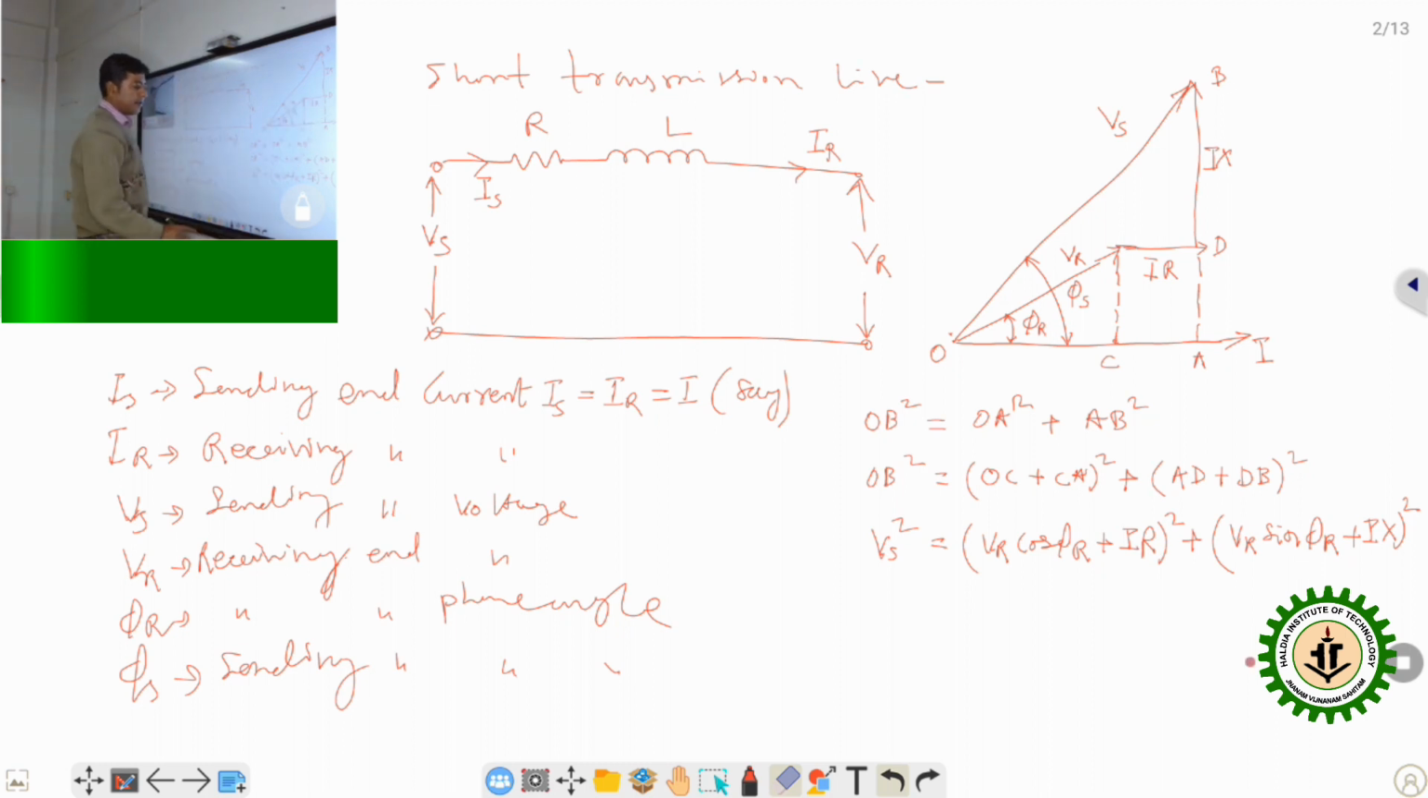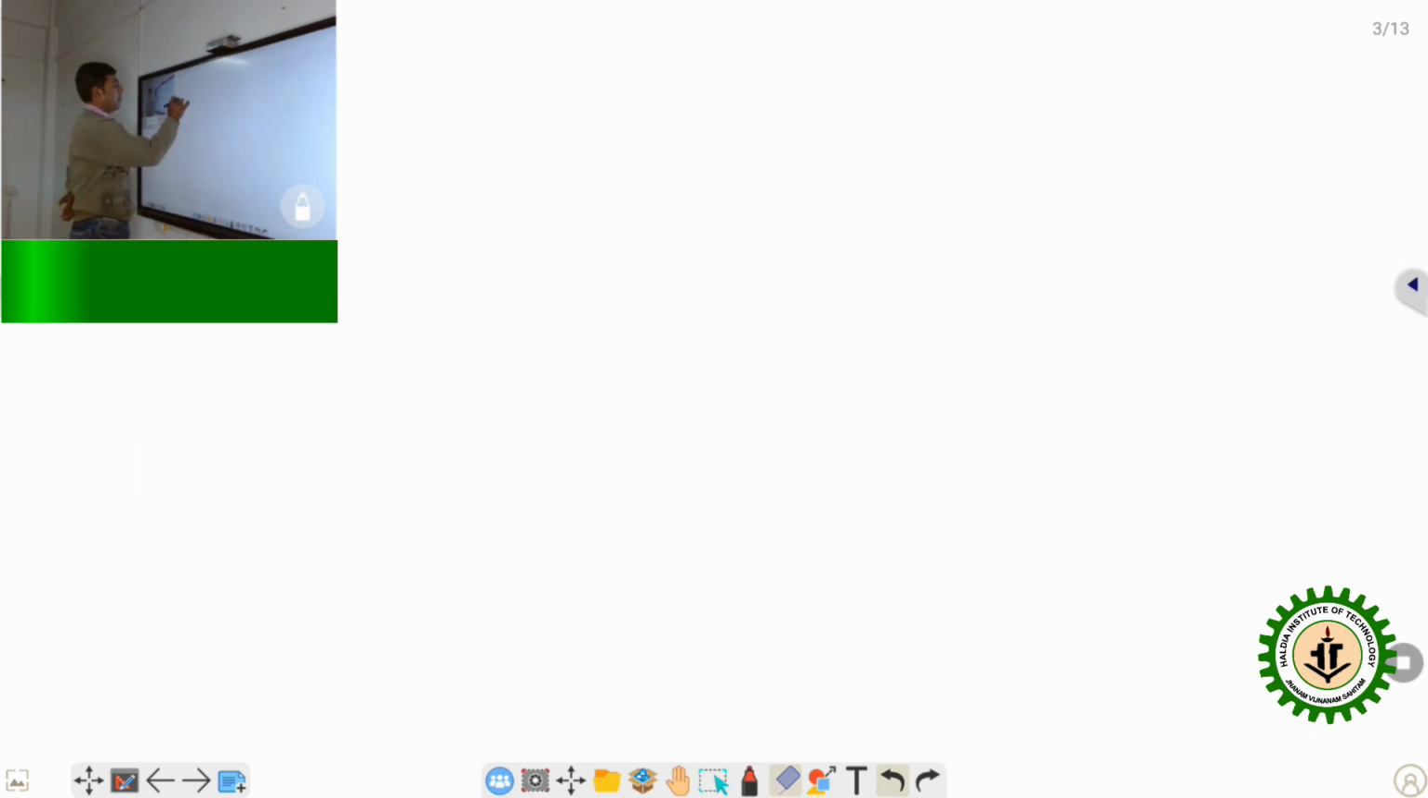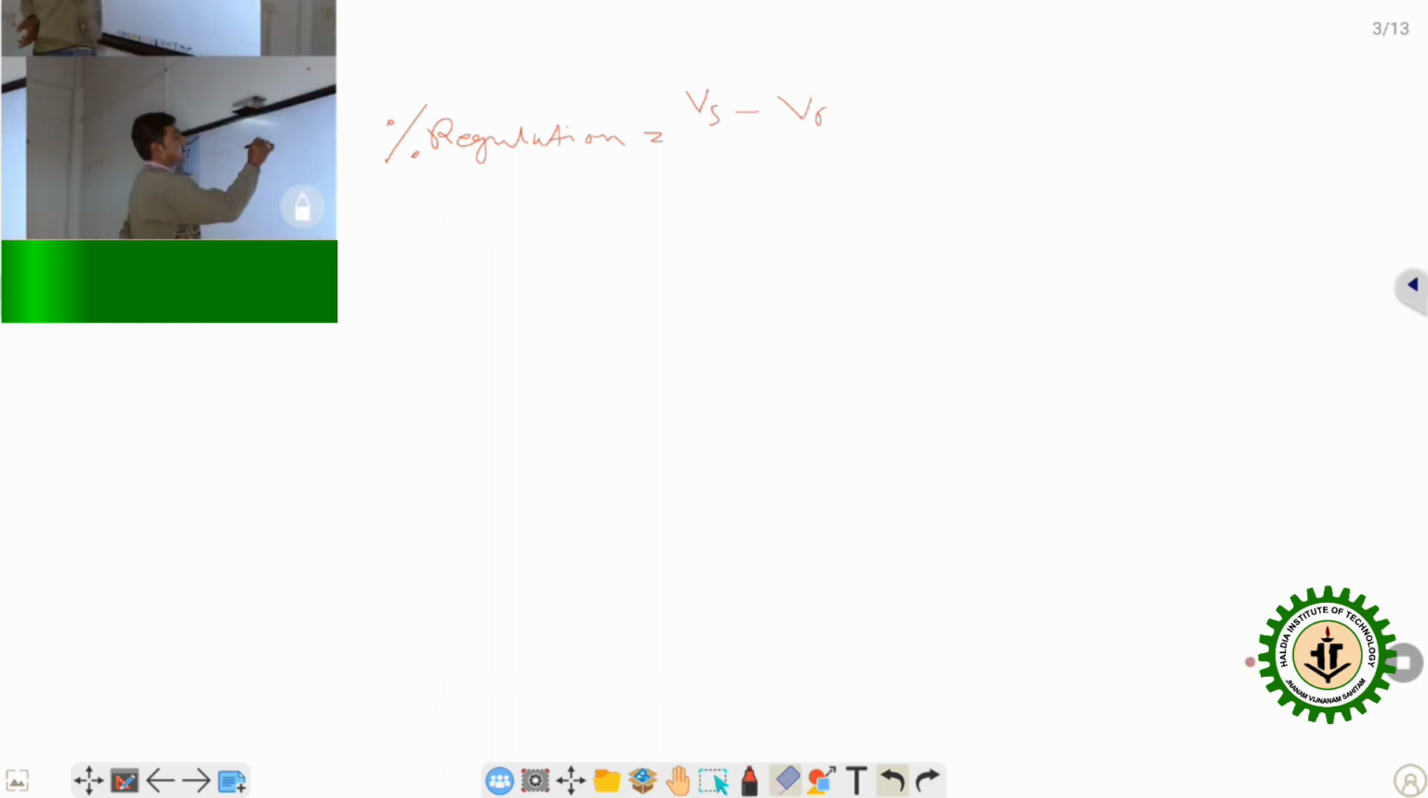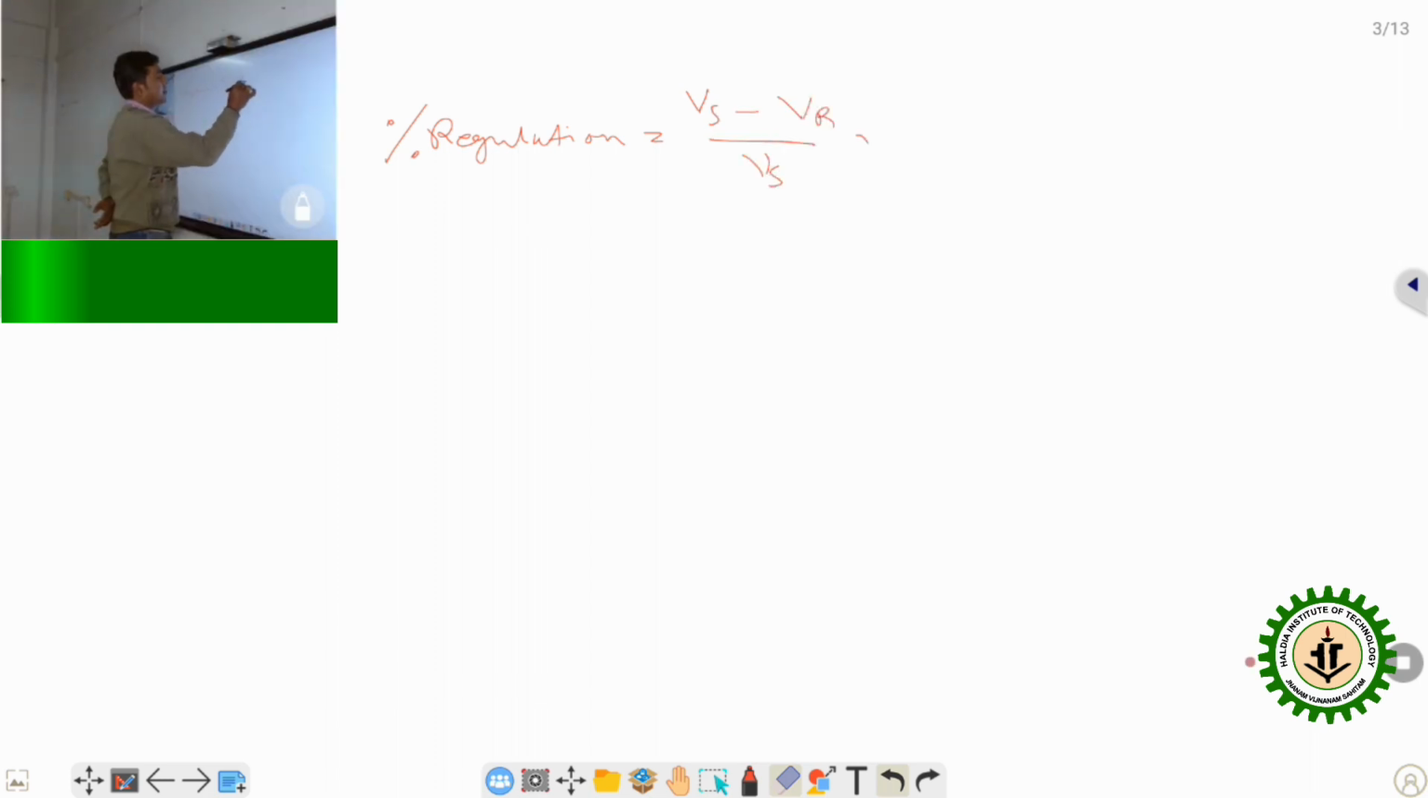See, so in this way you can calculate Vs. Now when I want to calculate its power factor or phase angle, then from here we can also calculate by considering this divided by this. So in this way. Now regulation. How do we calculate the regulation? Regulation means percentage regulation, Vs minus Vr divided by Vs multiplied by 100.